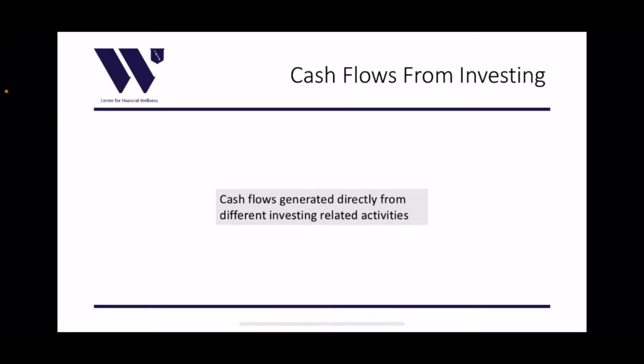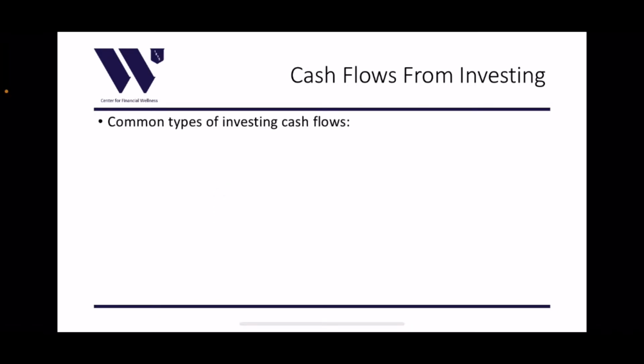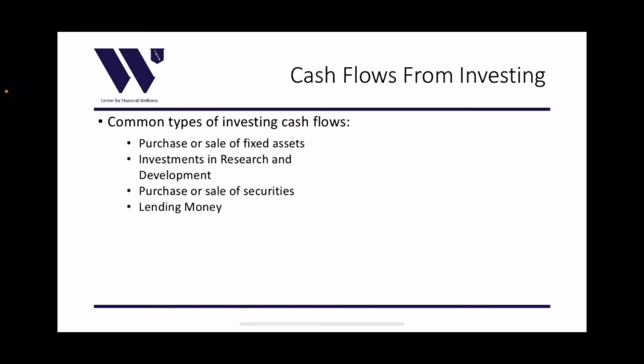The definition is simply stated as the cash flows generated directly from different investing-related activities. So these will be cash flows that look at maybe lending, or potentially any investments into the company. So we'll take a look at some of those common types of investing cash flows. The first on this list is the purchase or sale of fixed assets. So we're looking specifically at PP&E. If you're familiar at this point, hopefully, with plant, property, and equipment.